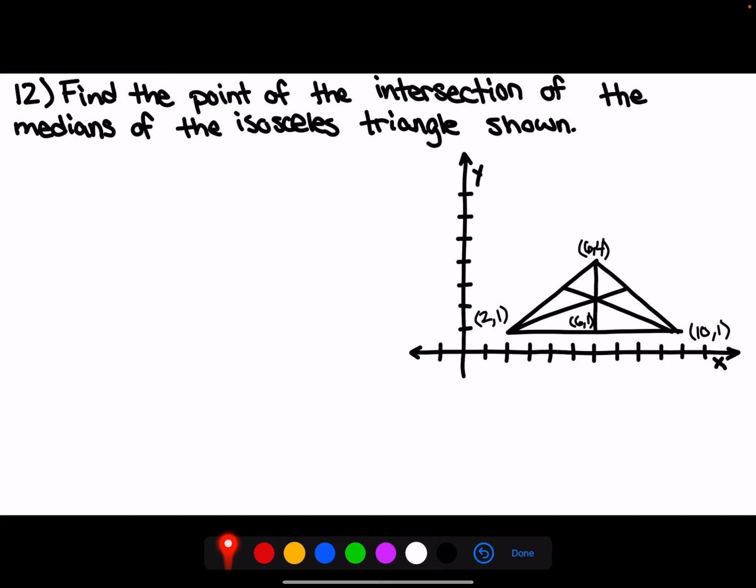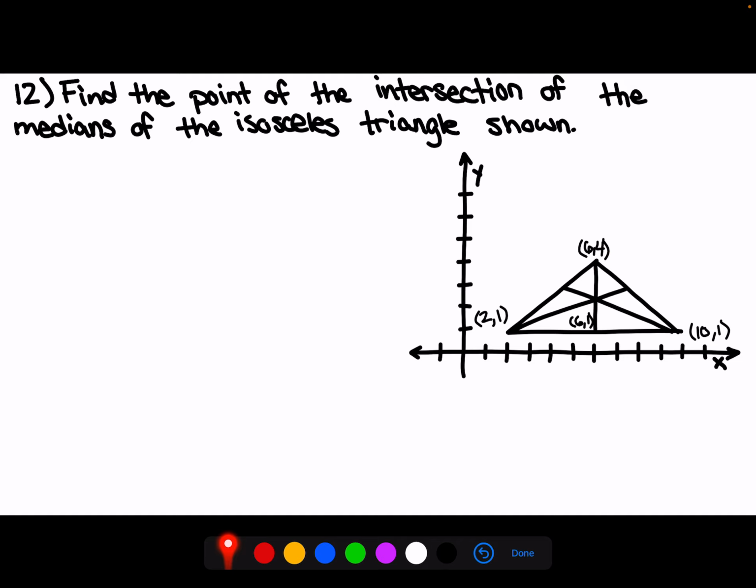Next, find the point of the intersection of the medians of the isosceles triangle shown. So, medians. Medians intersect at the centroid. So we're finding the centroid here. Now, the centroid is right here. Now, if I look at this top point, (6,4), and this bottom point, (6,1), that gives me a lot of information about the length of this median. The x values line up, so I can just count up the y values. And I can see that this is length 3.